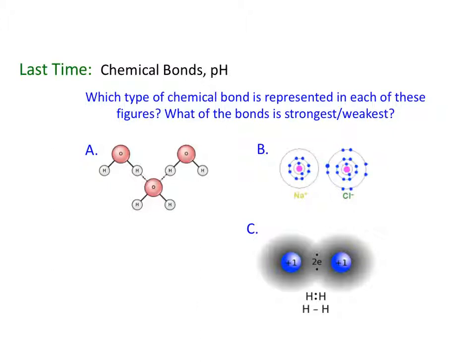So the question here is, what type of chemical bond is represented in each of these figures, and which of the bonds is strongest and weakest? I'll give you a few seconds to think about that. You can also pause at this point.